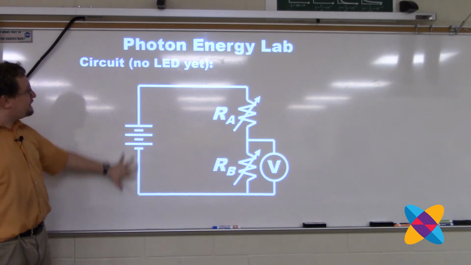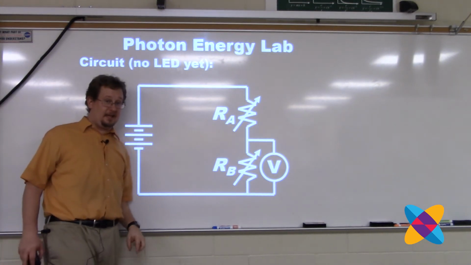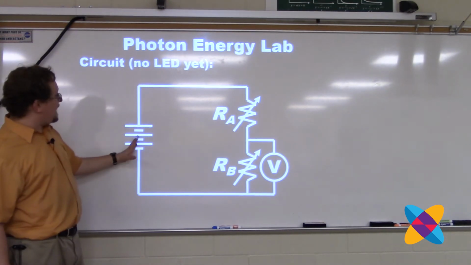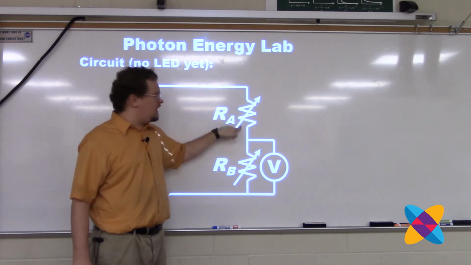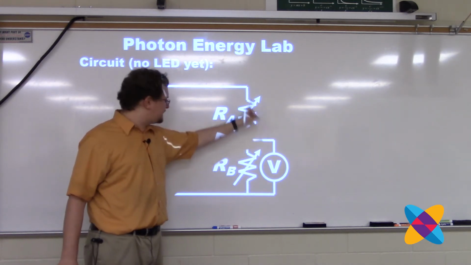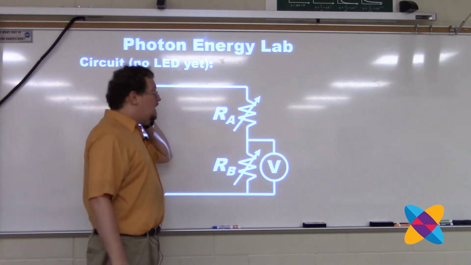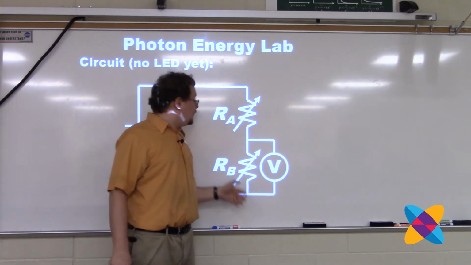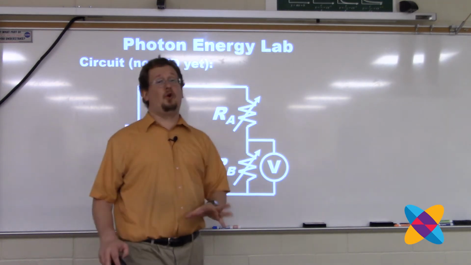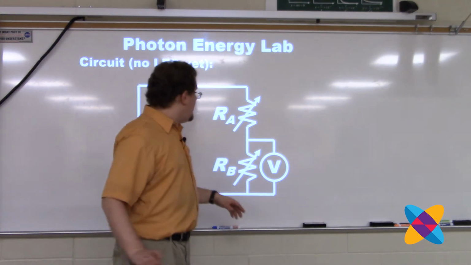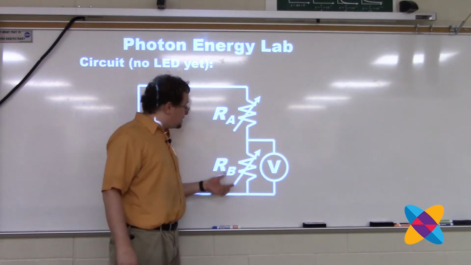Okay, this is the circuit, but we've not plugged in the LED yet. Let's have a look. Battery, resistor A is a variable resistor, so has this little symbol on it. Resistor B is a variable resistor, has this symbol on it. We put the voltmeter in parallel with resistor B. Now, before you do anything related to photons, why don't you review with your students what you have to do to make the voltmeter read more or less? For example, your students should be able to say, more RB?